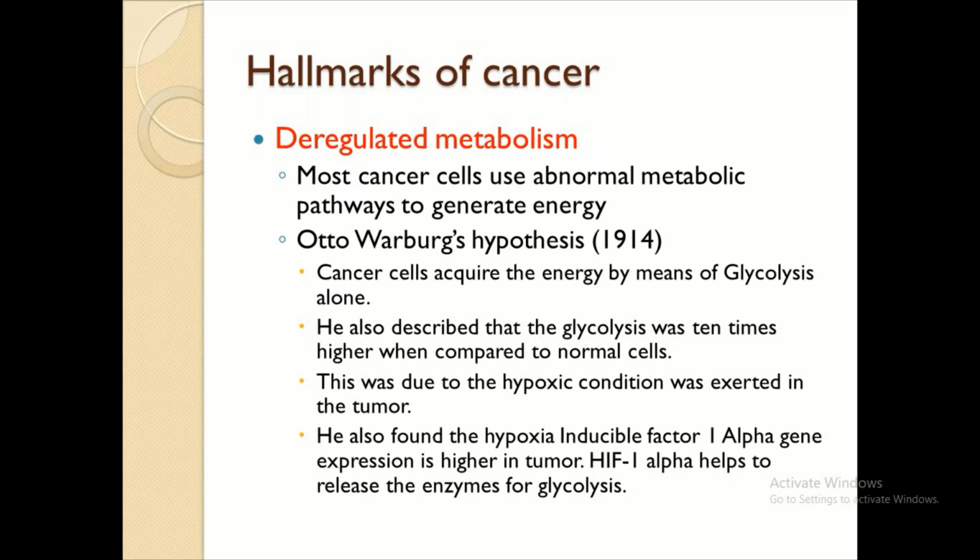The reason he found was that the tumor is spherical, so the inner layers of the tumor experience hypoxic conditions and cannot rely on oxidative phosphorylation. Hence they totally rely on glycolysis to produce ATP. He also found that hypoxia inducible factor 1 alpha gene expression was higher in tumors. The role of HIF-1 alpha is to release the glycolytic enzymes to have more glycolysis. Based on this hypothesis, a technique was identified that is called PET scan, positron emission tomography.